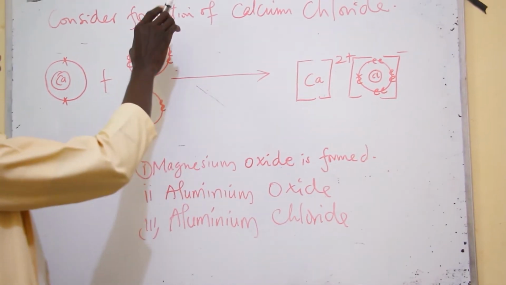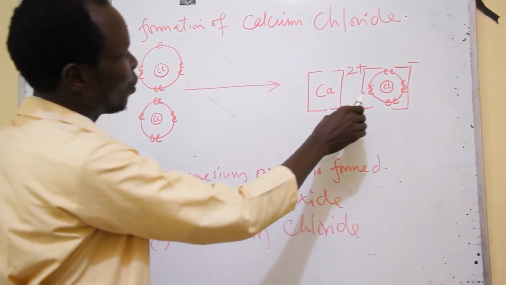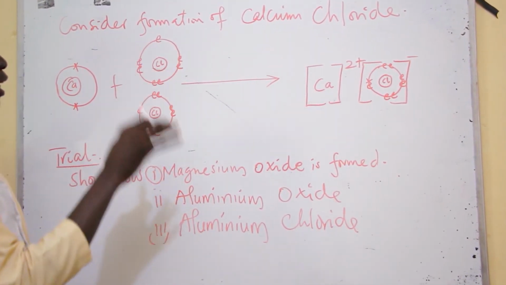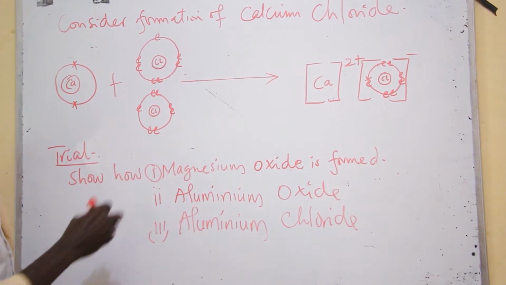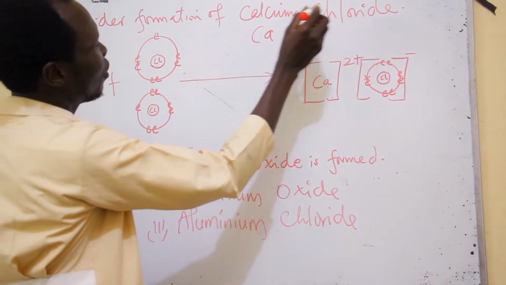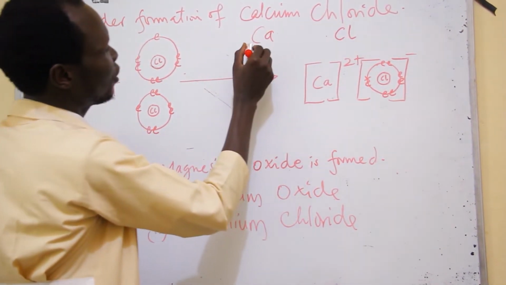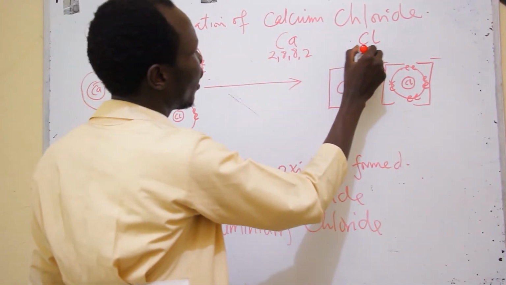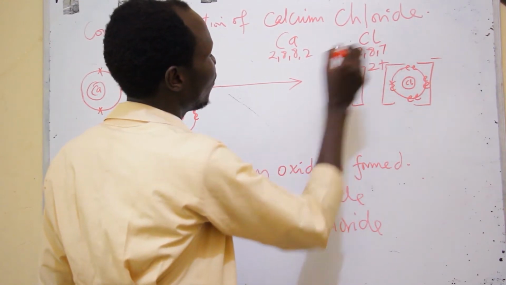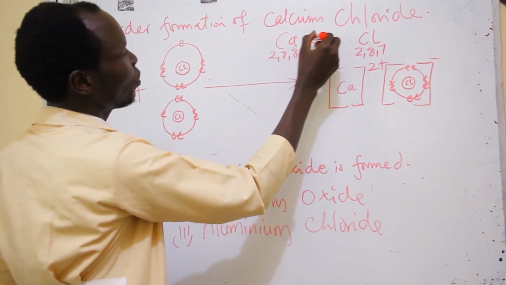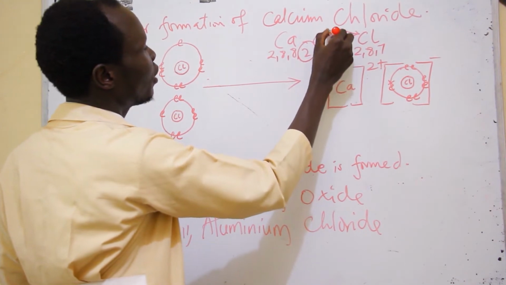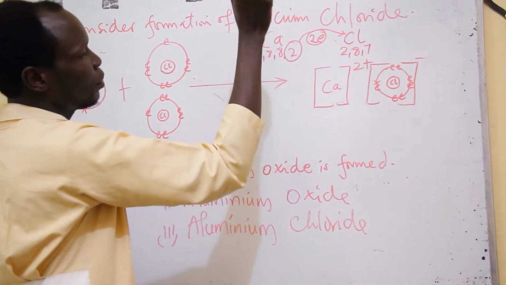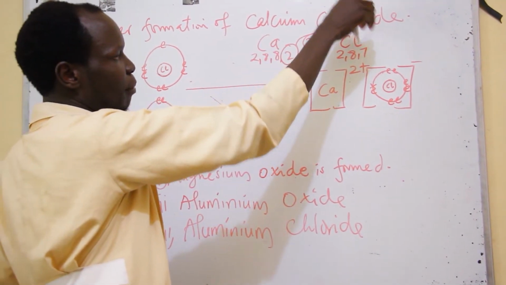Okay, let's also consider the formation of calcium chloride using the outermost energy electrons still. We have calcium and then the chloride. Calcium is 2, 8, 8, 2. This one is 2, 8, 7. So it is giving out how many electrons? There are 2 electrons. And these electrons which are given out are supposed to be gained by the chlorine.